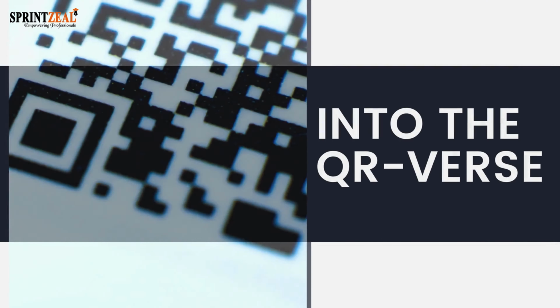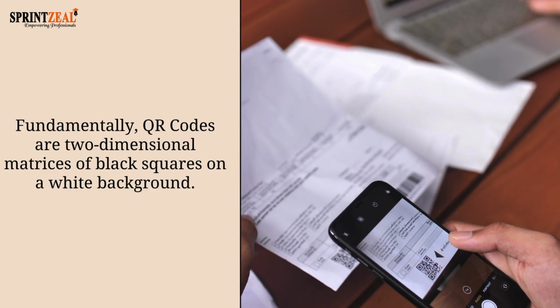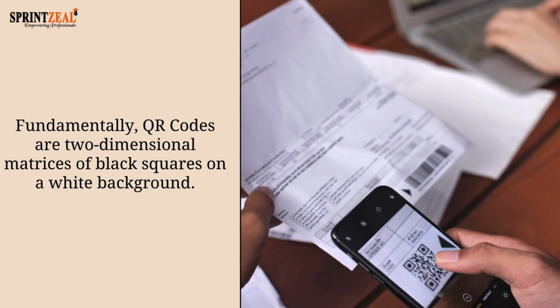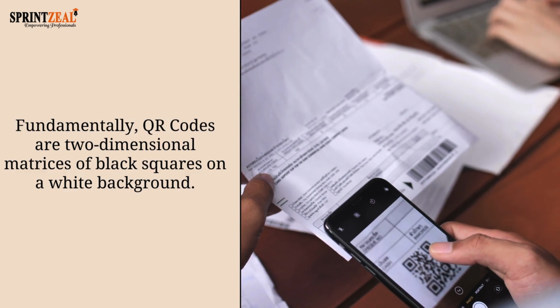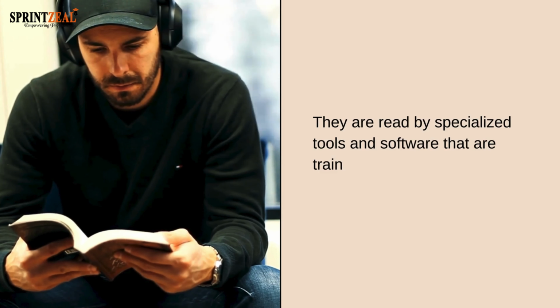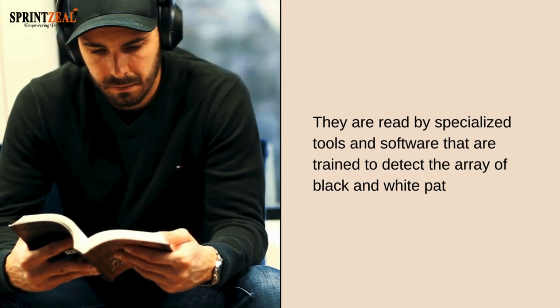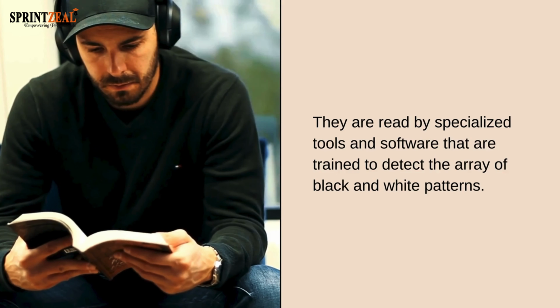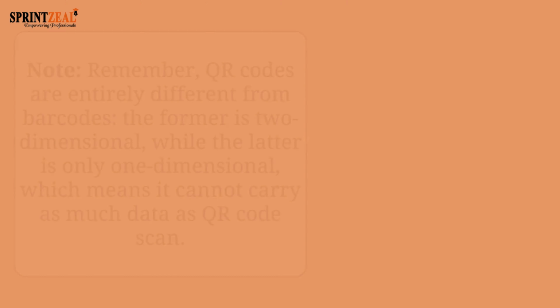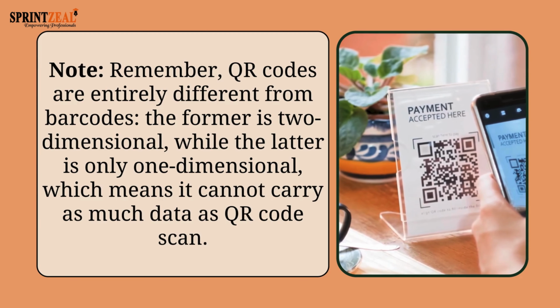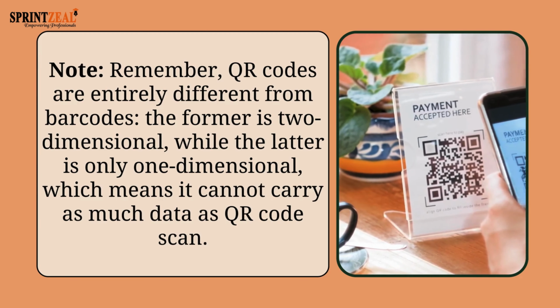Into the QRverse. Fundamentally, QR codes are two-dimensional matrices of black squares on a white background. They are read by specialized tools and software that are trained to detect the array of black and white patterns. Note: remember, QR codes are entirely different from barcodes. The former is two-dimensional, while the latter is only one-dimensional, which means it cannot carry as much data as QR codes can.